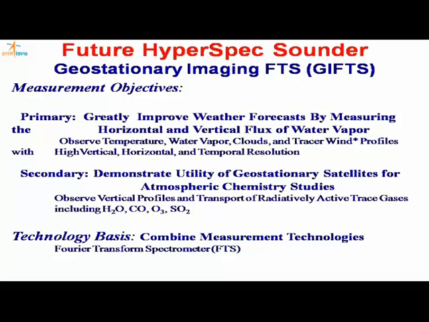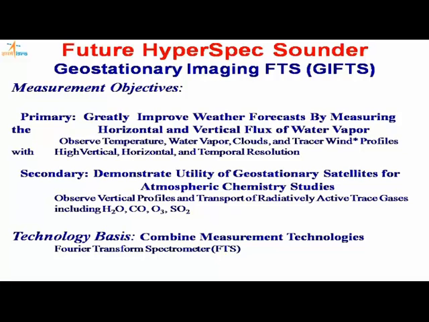And this is the future hyperspectral sounder. So far, all the hyperspectral sounders which I discussed are on board polar orbiting satellites, so they can make observations twice a day at a particular location. But for weather monitoring, we need very frequent observations, preferably every half an hour. So we need to have a hyperspectral sounder on board a geostationary satellite. GIFTS, the Geostationary Imaging Fourier Transform Spectrometer, is the next step in that direction.